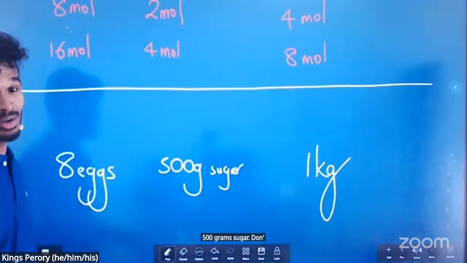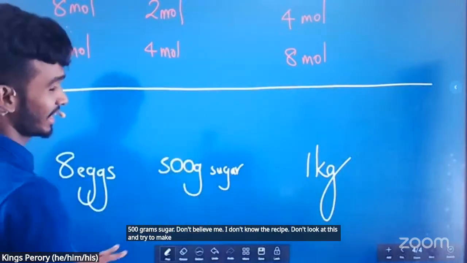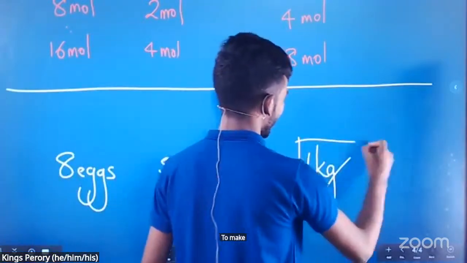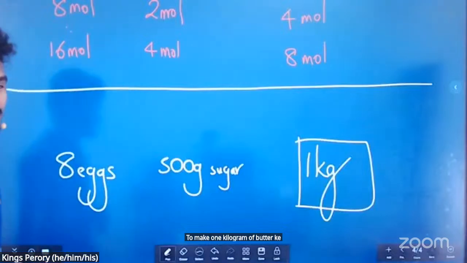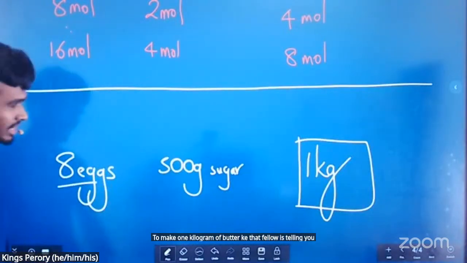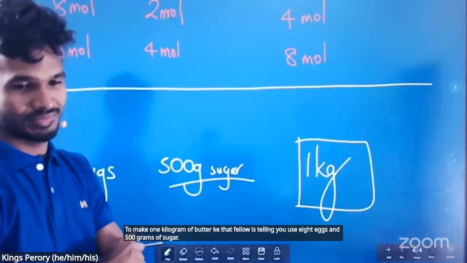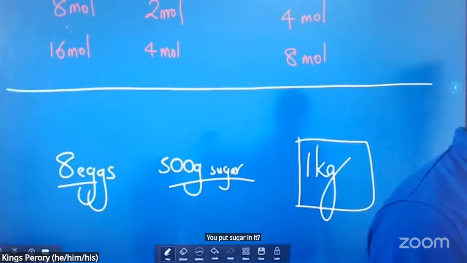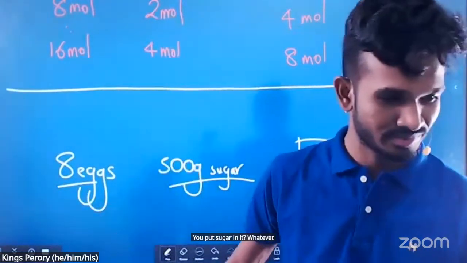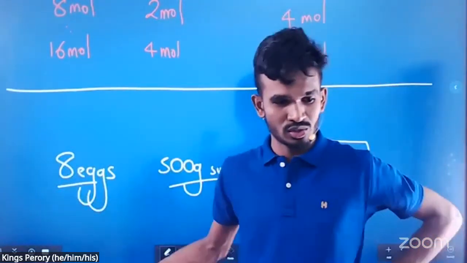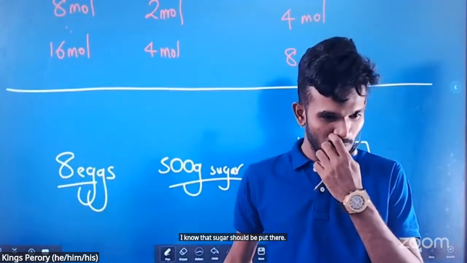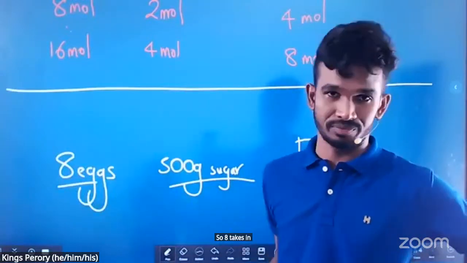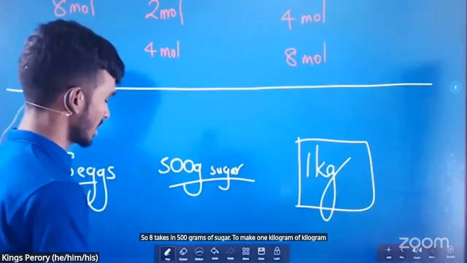Sorry, don't believe me. I don't know the recipe. Don't look at this and try to make it. I'm just imagining. Imagine to make 1 kilogram of butter cake, that fellow is telling you to use 8 eggs and 500 grams of sugar. You put sugar in it, sugar or icing sugar, whatever. So 8 eggs and 500 grams of sugar to make 1 kilogram of butter cake.